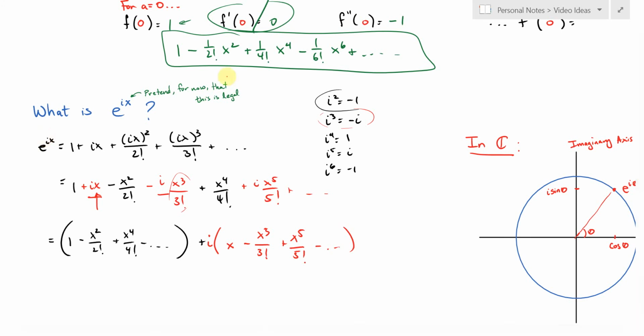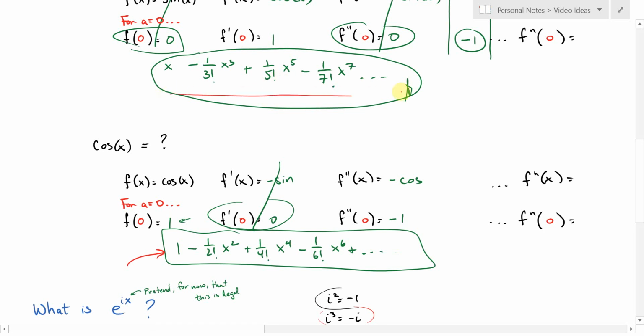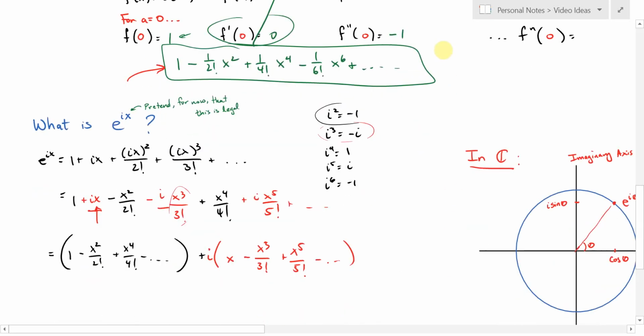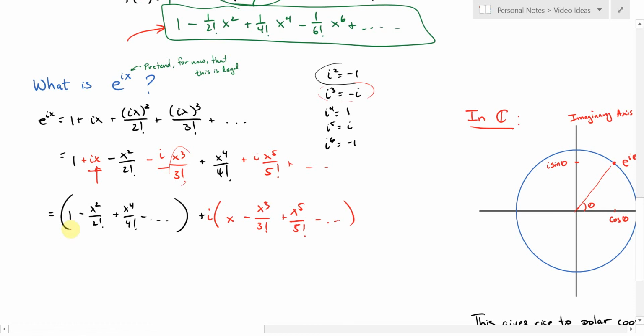But now you'll notice something. This was the formula we got for the power series of cosine, and that matches up perfectly with this. And x minus x cubed over 3 factorial plus x to the 5th over 5 factorial is exactly the power series we got for sine. So we can simplify this. We can say e to the ix is actually equal to, as we've seen, this thing is actually equal to cosine of x. And this thing over here is equal to, well, we are multiplying by i and adding, but aside from that, what's in the parentheses here is equal to sine of x.